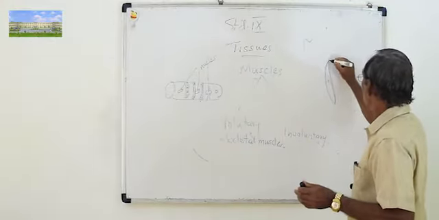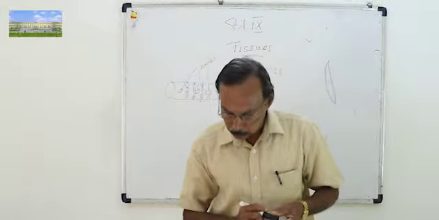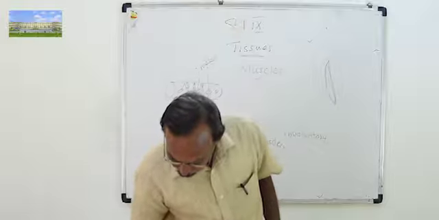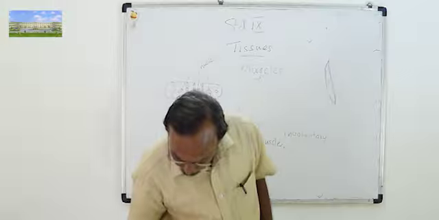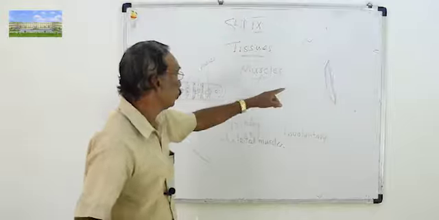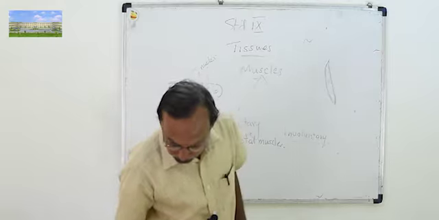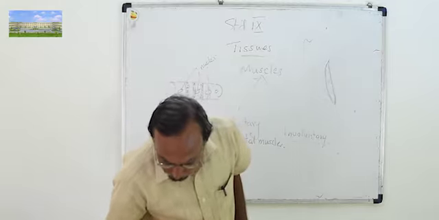So the cells are, you can see, spindle shaped, and there is only one nucleus. This is spindle shaped and uninucleate, with no striation. There are no dark and white regions, no striation. They are involuntary muscles.